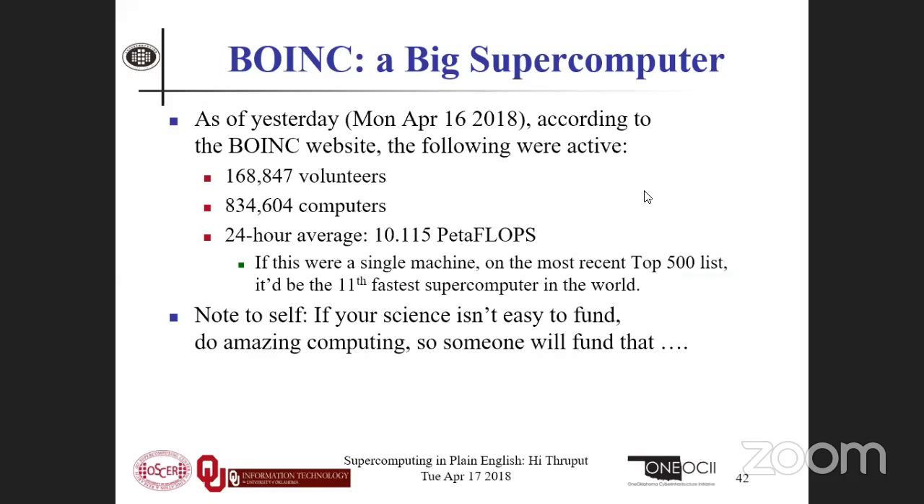Now, the other 10 in the list of fastest supercomputers in the world, again, top500.org, for those of you who want to look this stuff up, the other 10 supercomputers, each one of them cost at least tens of millions of dollars, perhaps hundreds of millions of dollars. But this collection of volunteer PCs costs literally nothing. Now, of course, I just lied. It cost the owners of the PCs whatever they paid, but they paid that anyway.